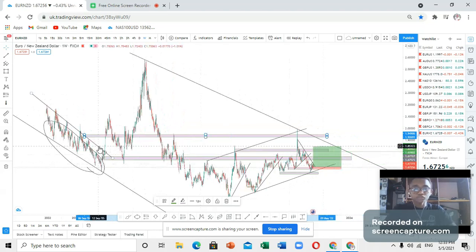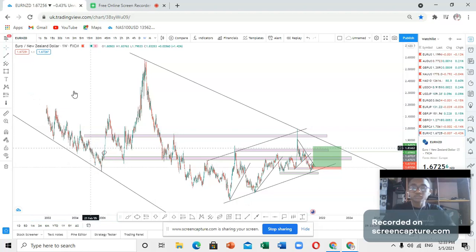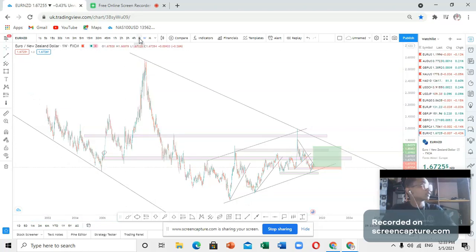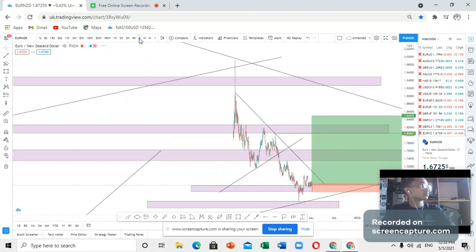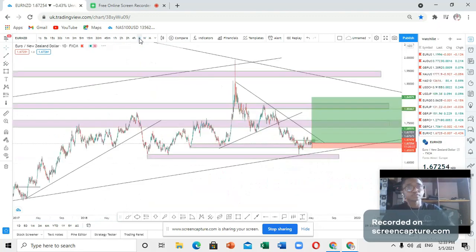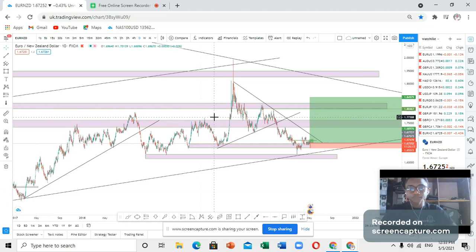So that is what I can see from our weekly time frame. So let us move to the daily time frame. From the daily time frame, I think now you are able to see how the patterns are being created in this pair.